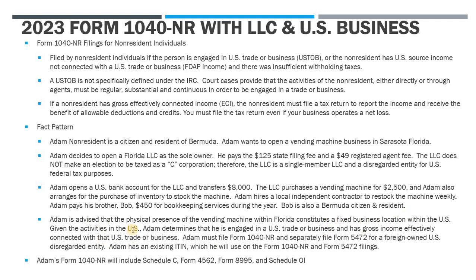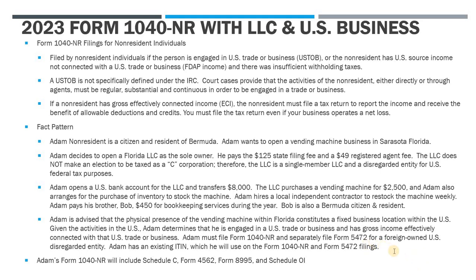Now, Adam is advised that the physical presence of that machine is going to create this fixed business location within the U.S., right? And so, given the activities in the U.S., Adam is engaged in a U.S. trade or business. He has gross income effectively connected with that business, so he's got to file the 1040NR and pay some taxes. Now, Adam has to file the 1040NR and separately file that 5472.